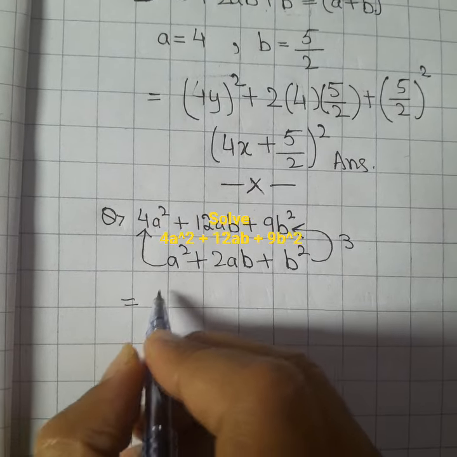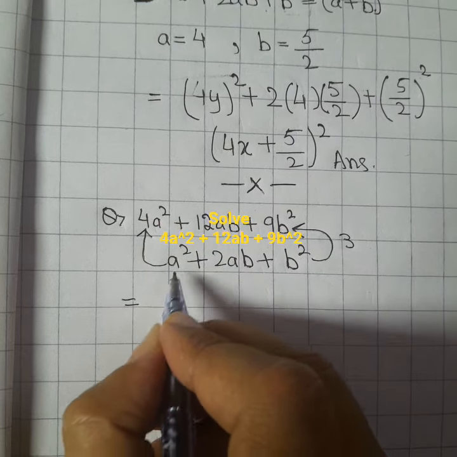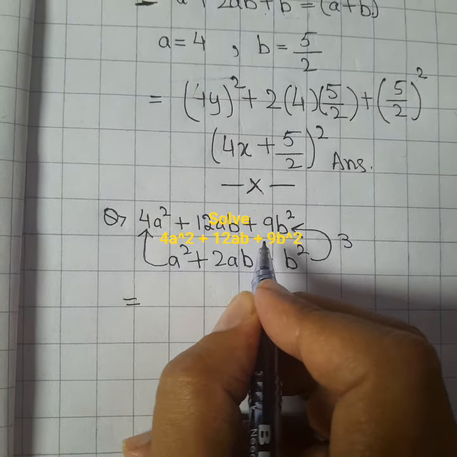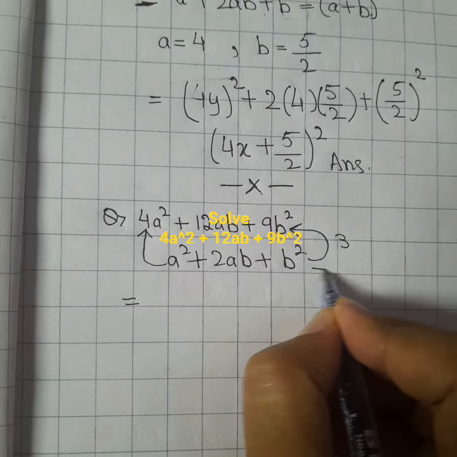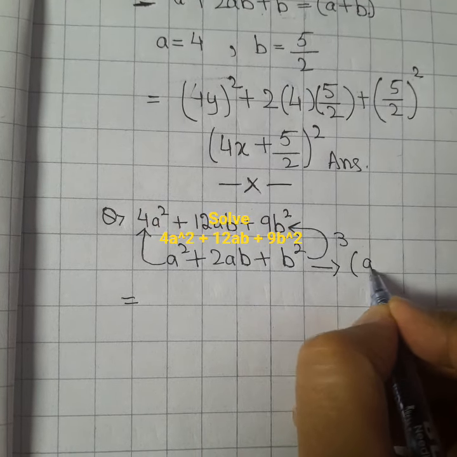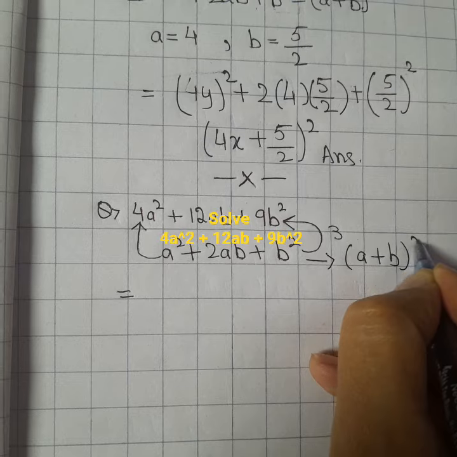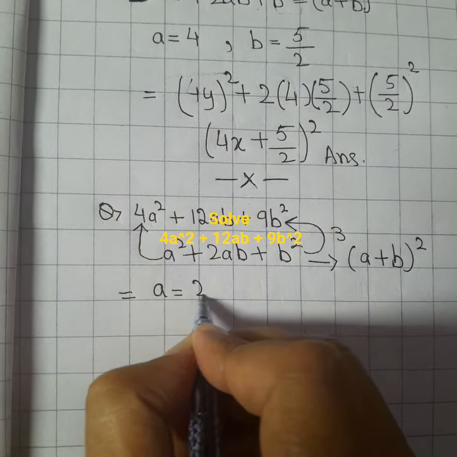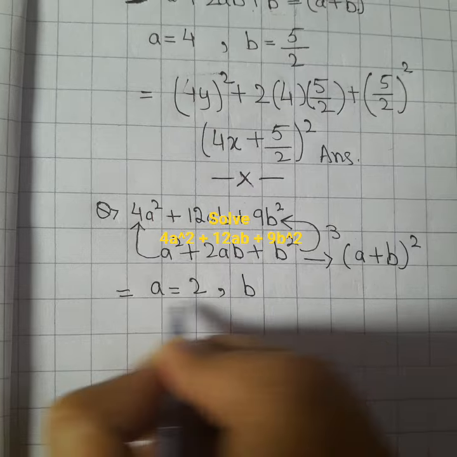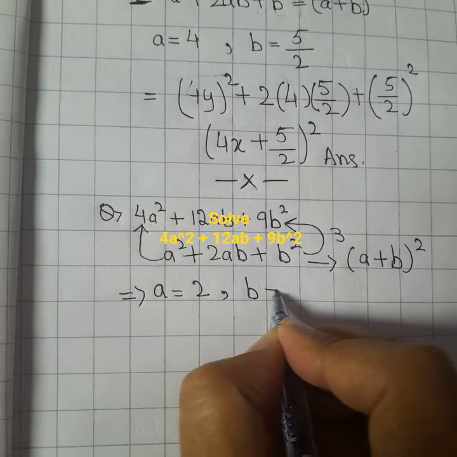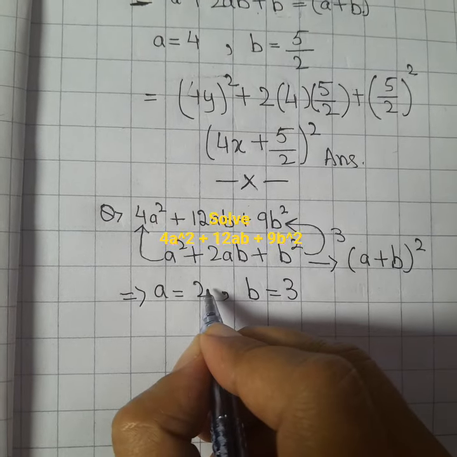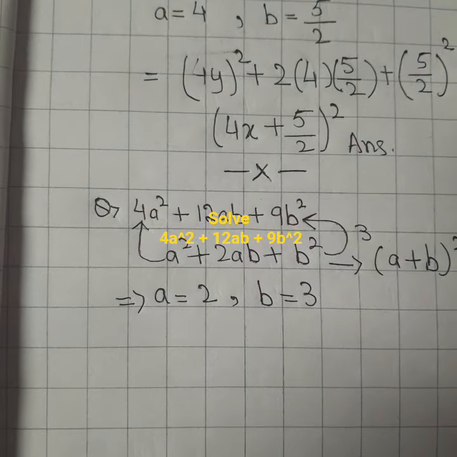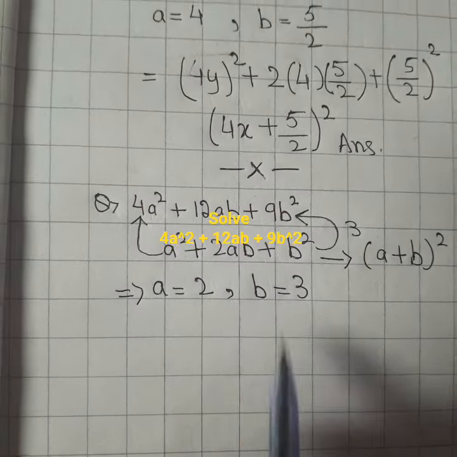Now let's solve this question. So we know that a square, which is 4a square plus 2ab plus 9b square. Let's see how we can convert this into a plus b whole square. So first of all, our values are a is equal to 2 and b is equal to 3. 2 to the power 2 will be 4, 3 to the power 2 will be 9. Now simply use these values in this formula.